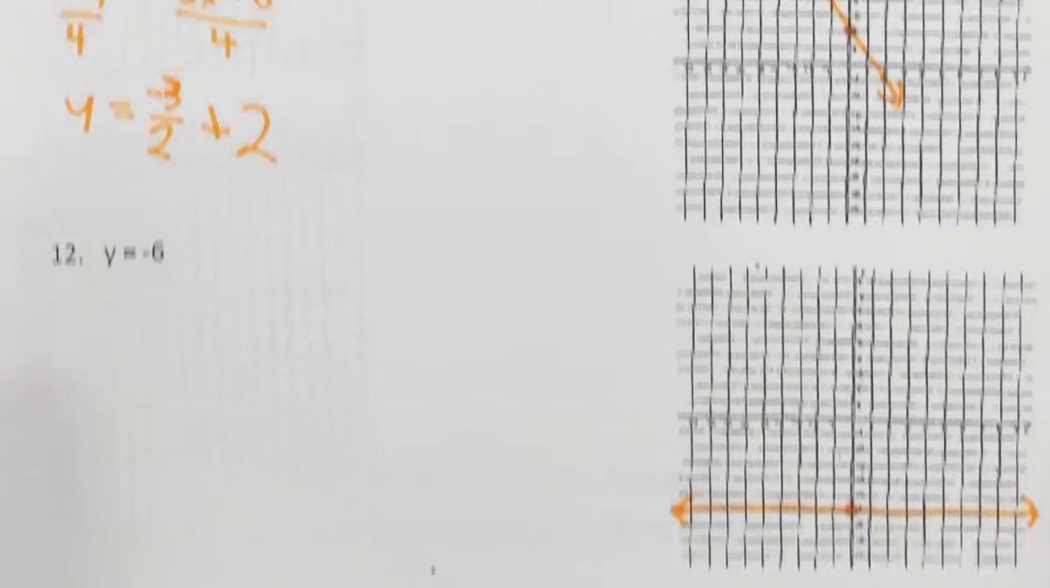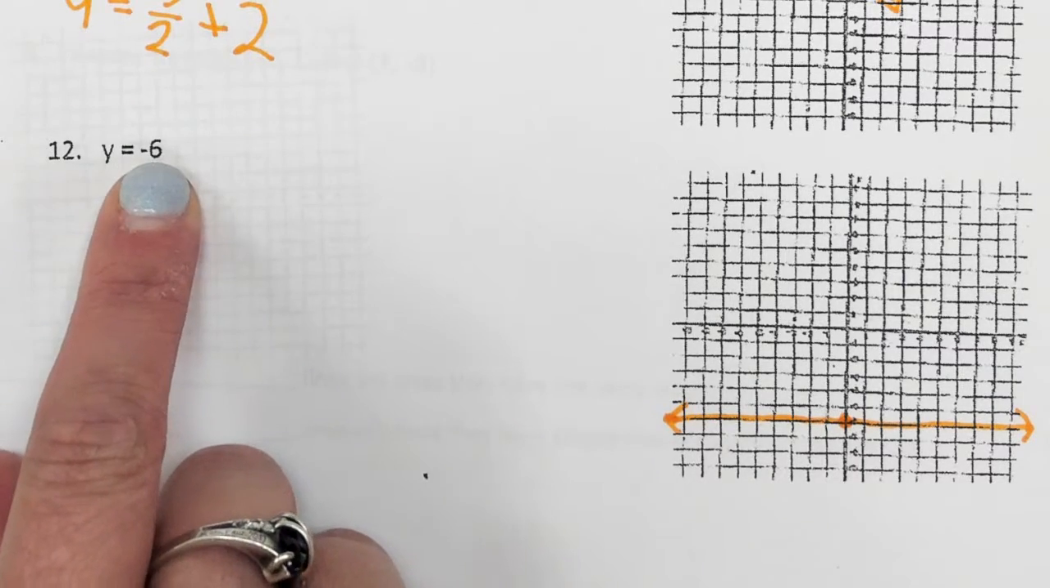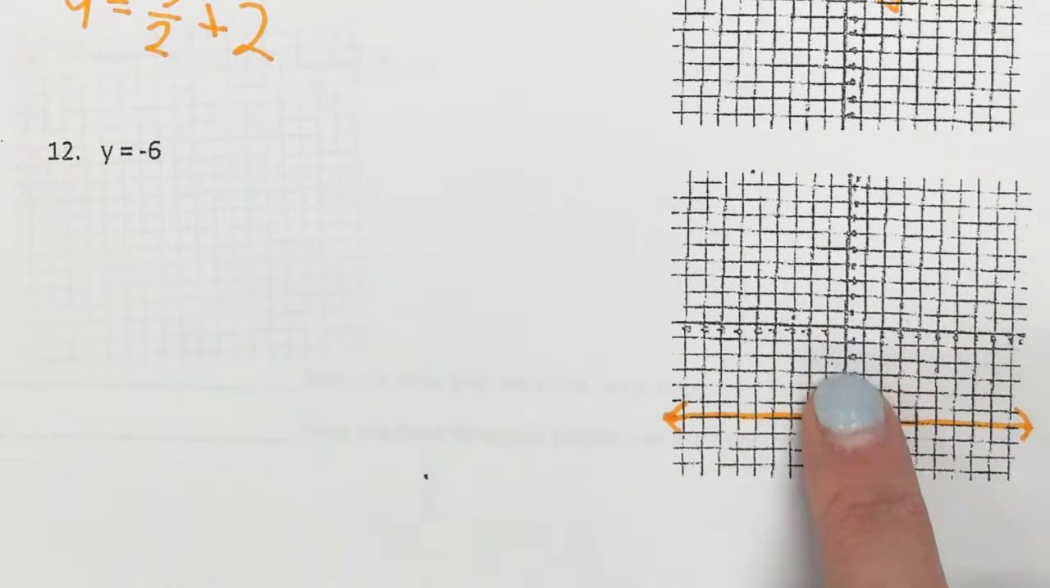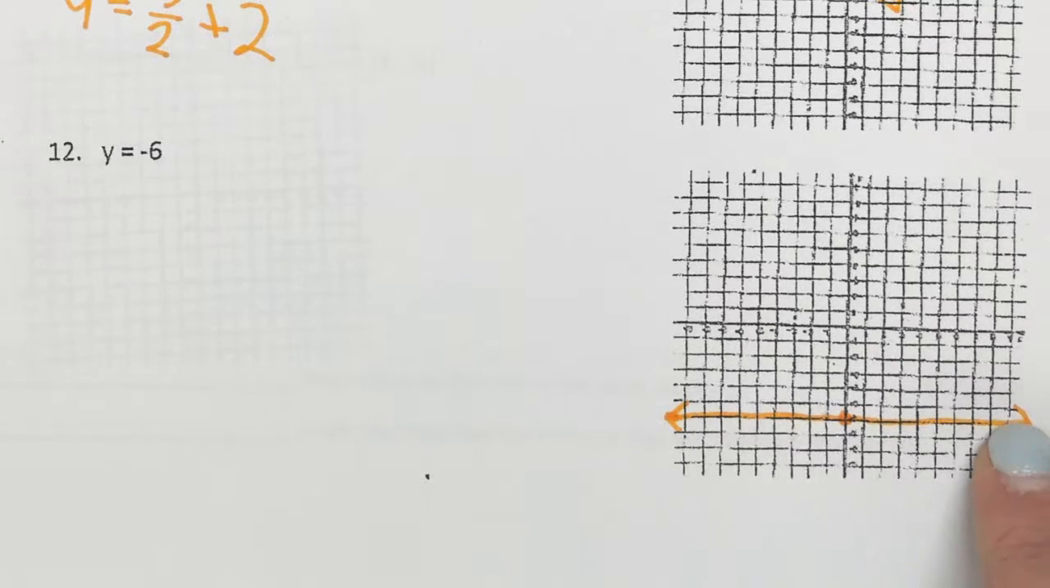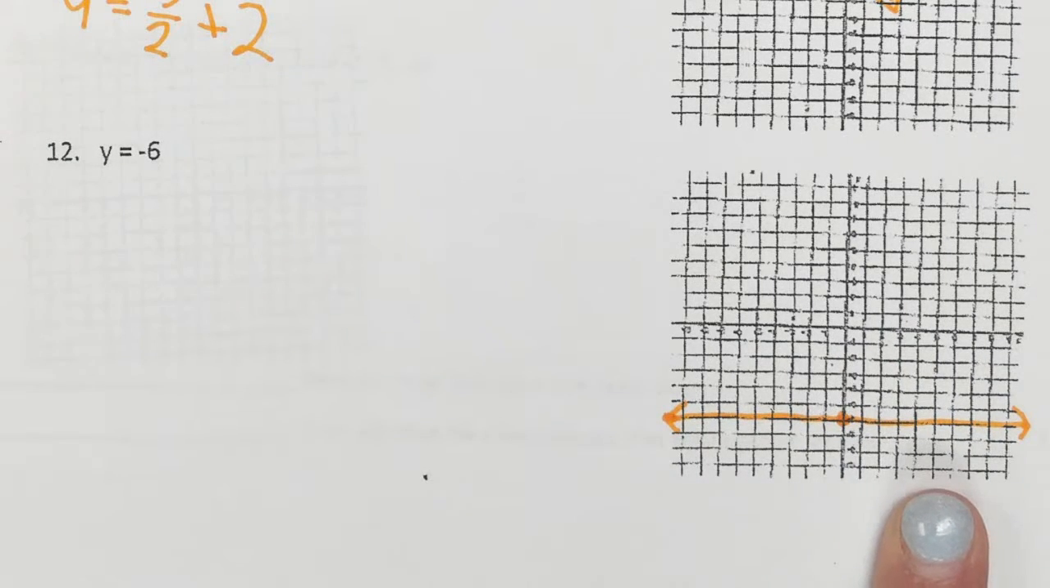All right, last one, number 12. What axis does it tell you to go to? Y at what number? Negative 6. You can go way down here to negative 6, and then you just draw a horizontal line. Y'all okay? Yeah? No? All right, you got your calculators?